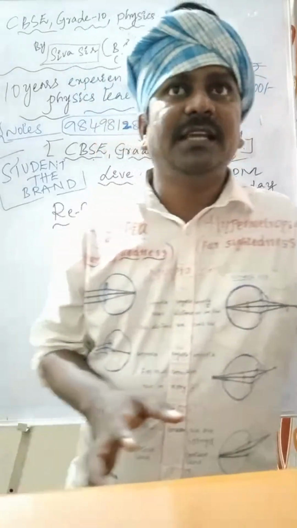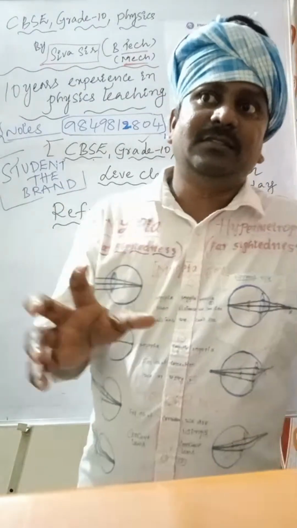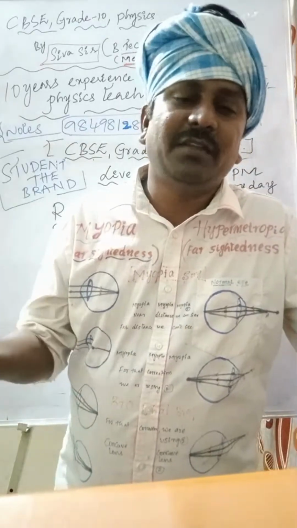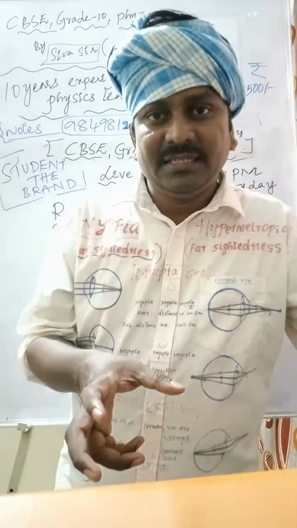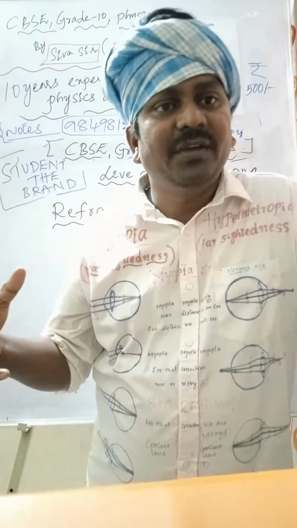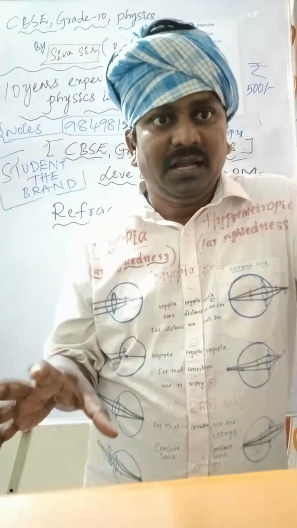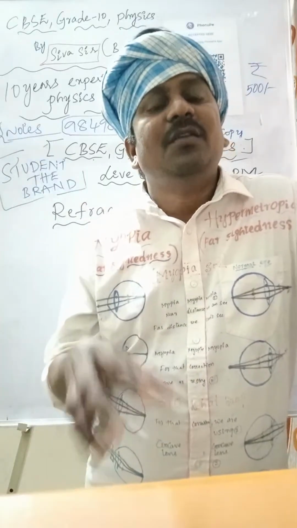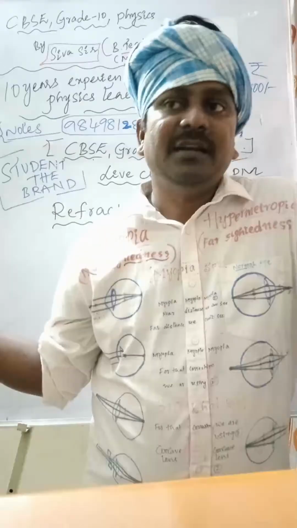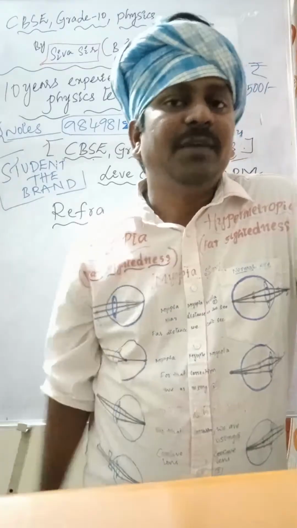In myopia, if you consider the causes, the causes are excessive curvature of the eye lens, so the focal length is less. Whereas in hypermetropia, the eyeball is too small and the focal length is more. That's why the light rays form behind the retina, so we can see far distance objects, but we can't see nearby objects.